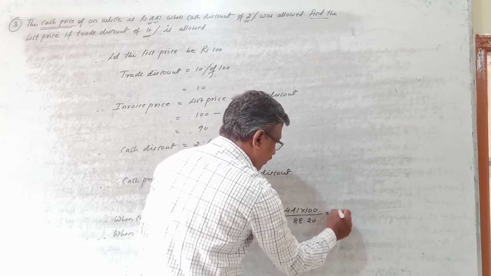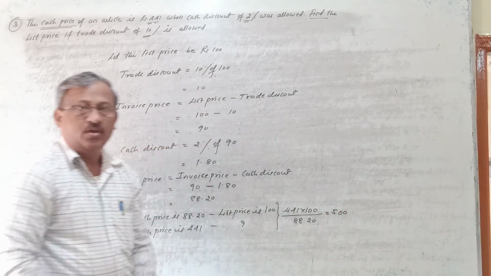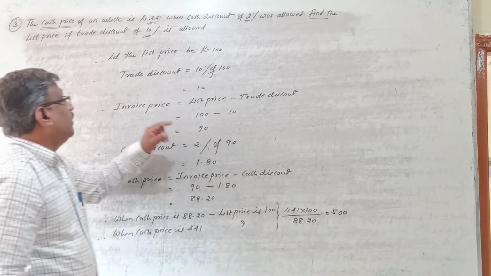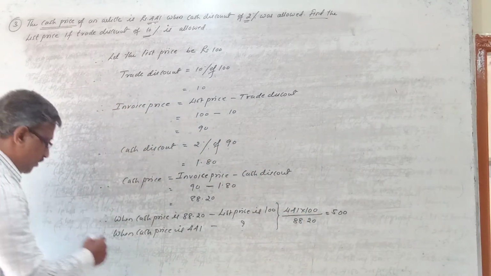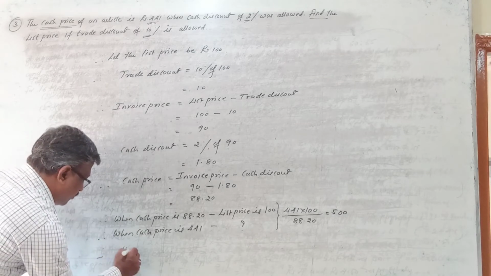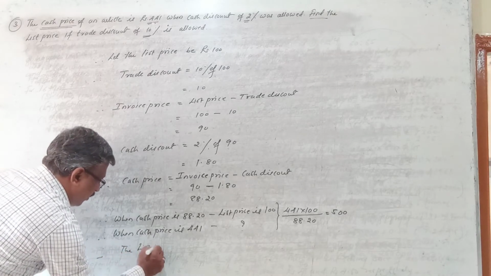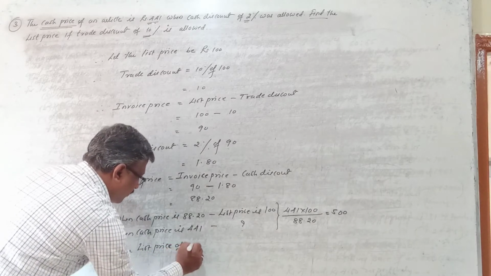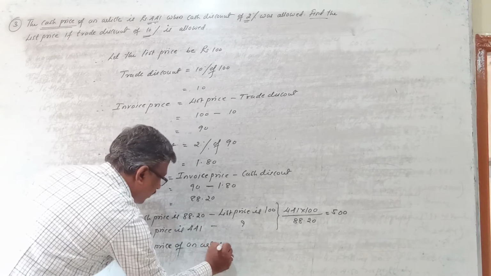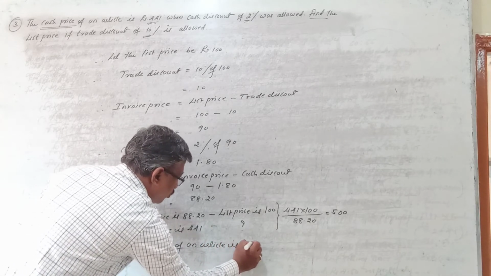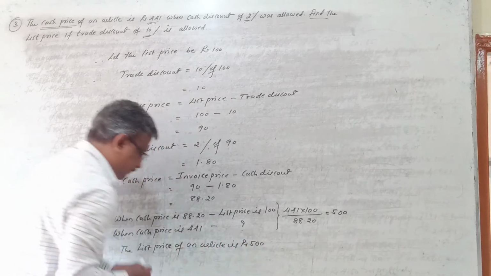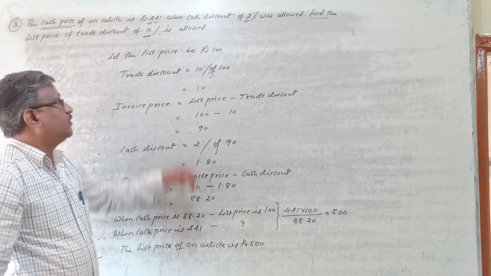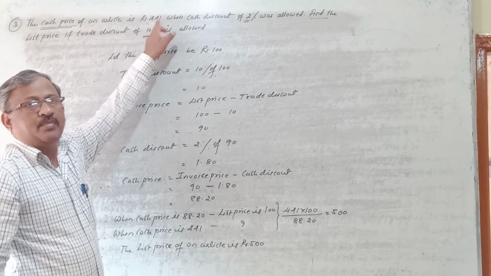So you will get rupees how much? 500. So what must be the least price of that article? It is rupees 500. So just below this you can write: therefore the least price of an article is rupees 500. So this is how you have to calculate the least price for the given cash price.